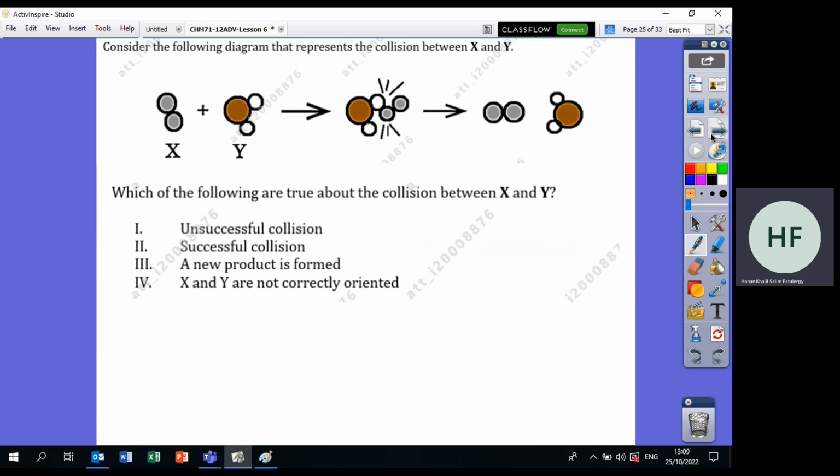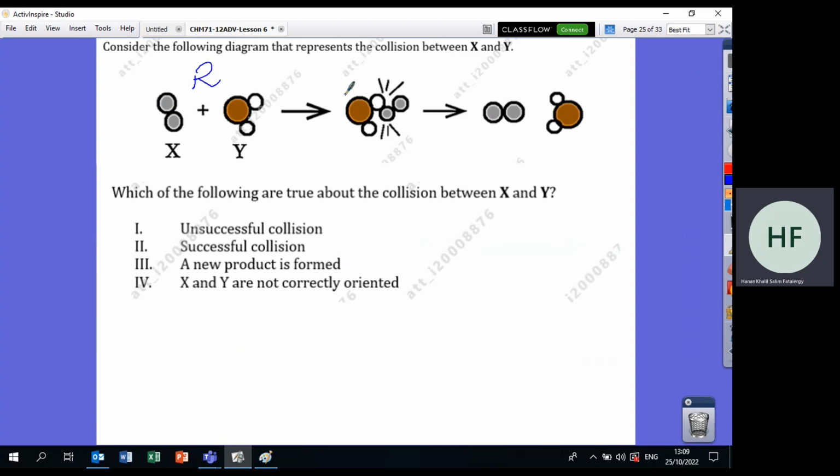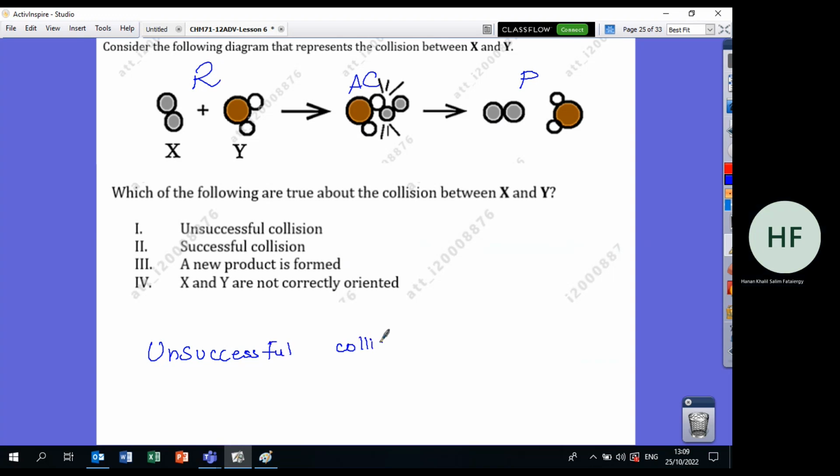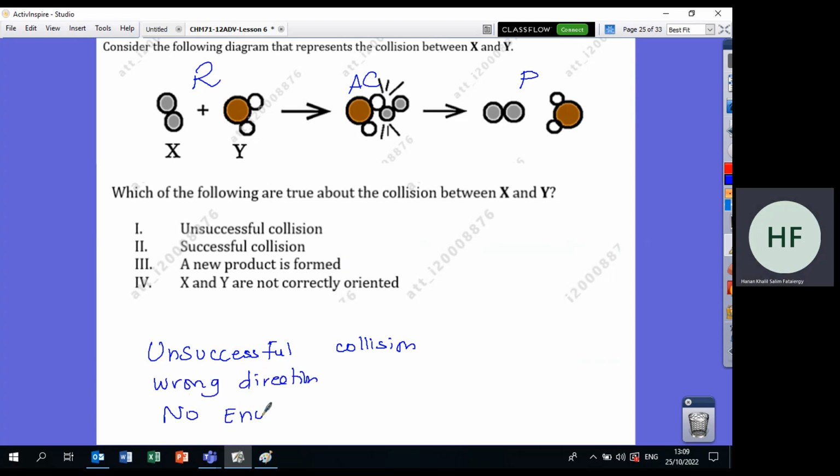Now let's look at this question. Pause the video and answer. Okay, now they did not change the reactants. This is the activated complex and this is the products. They are the same. So this one is unsuccessful. Give me reasons. Why do you think this is an unsuccessful collision? Because you have chosen the wrong direction and not enough energy. Maybe the energy is too low or maybe the energy is too high. So unsuccessful collision is true. Successful, of course not. A new product is formed, no. X and Y are not correctly oriented, yes.